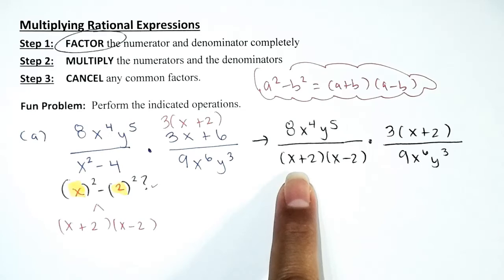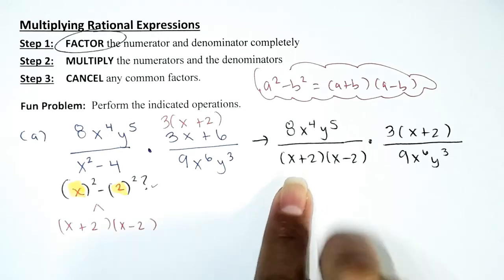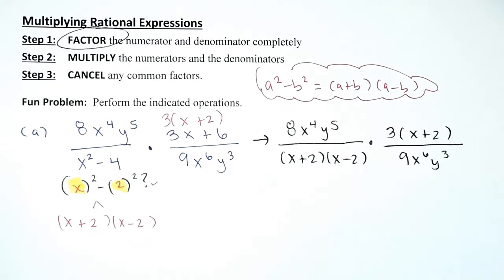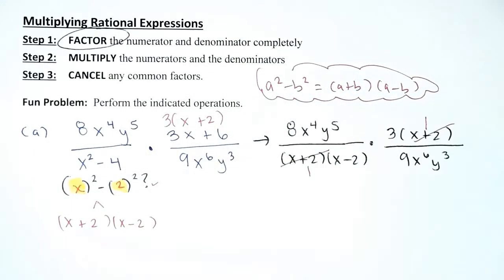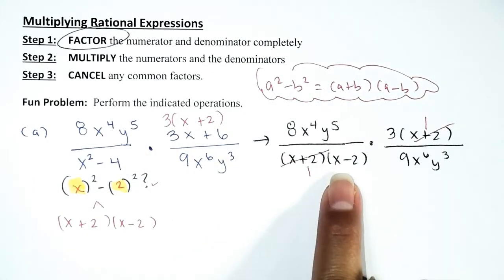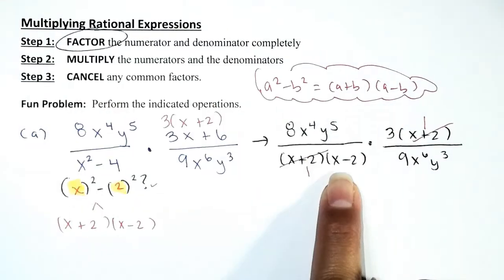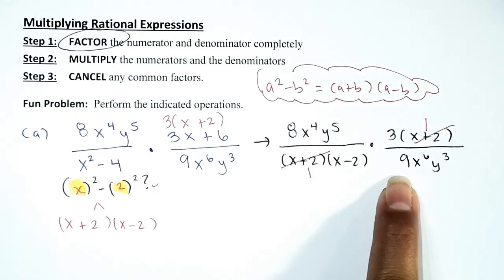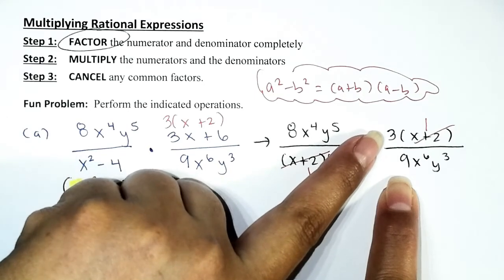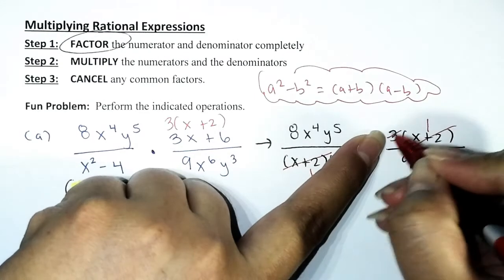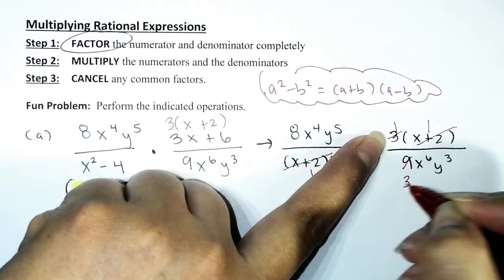So I got an x plus 2. I'm like, do I have an x plus 2 to cancel it with? Yeah, I sure do. So let's go ahead and do the honors. I got an x minus 2. Can I cancel it with something? No. I have a 9. Can I cancel it with something? Yeah, 3. Okay, 3 and 9 have a common factor of 3. So let's do this. 3 goes into itself once and into 9 3 times.